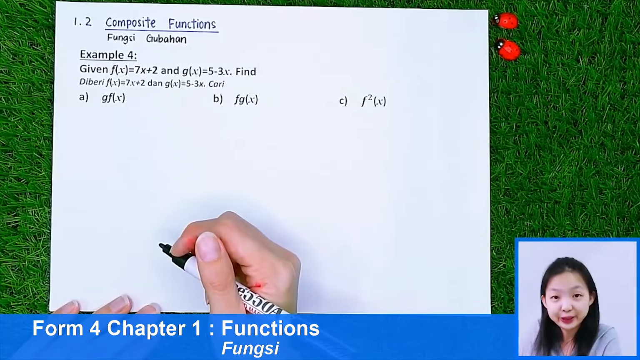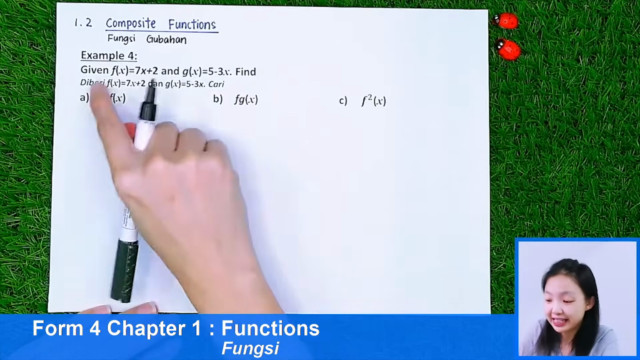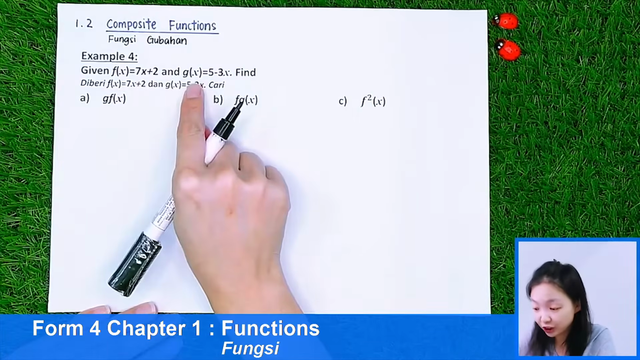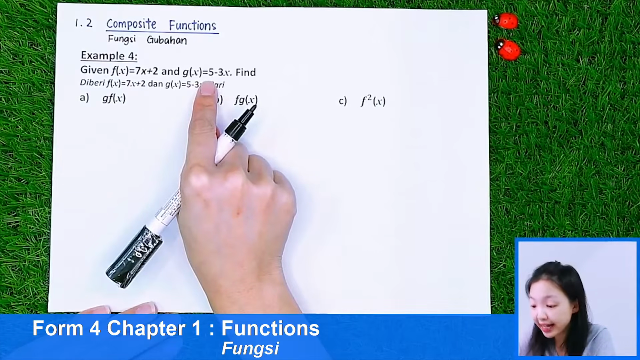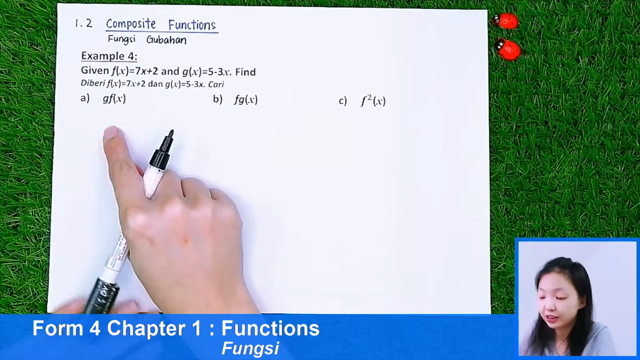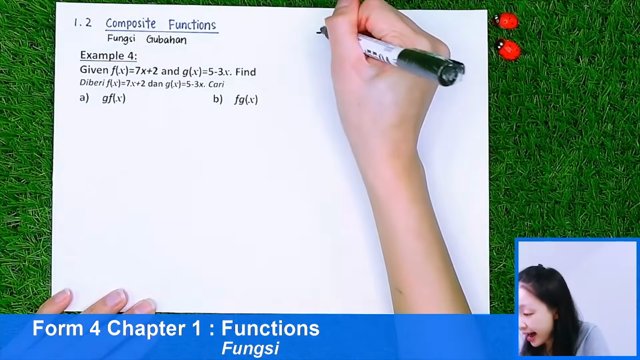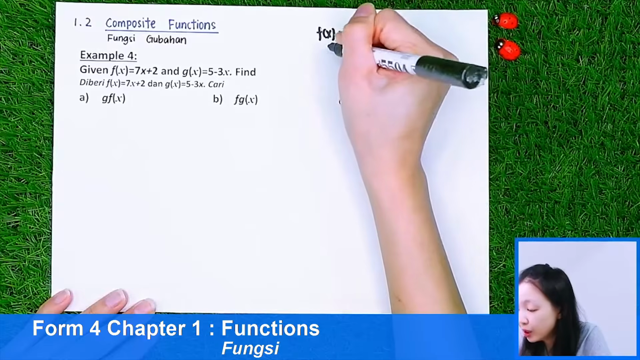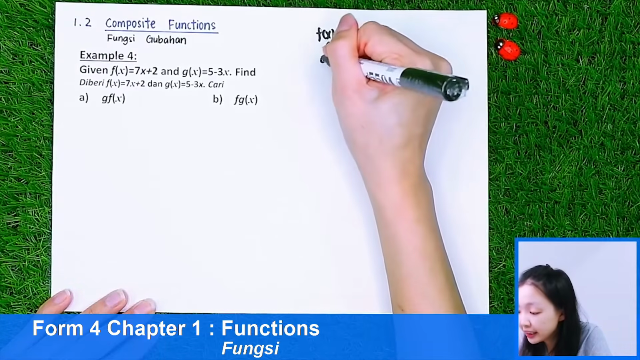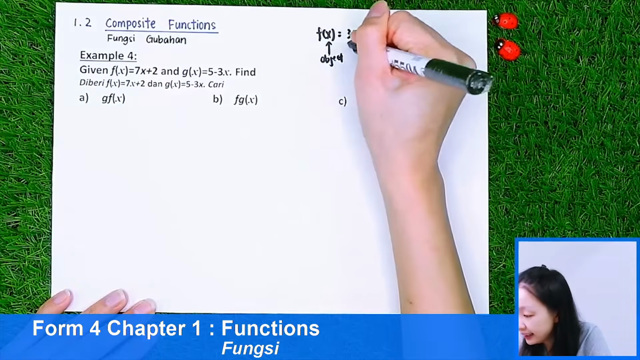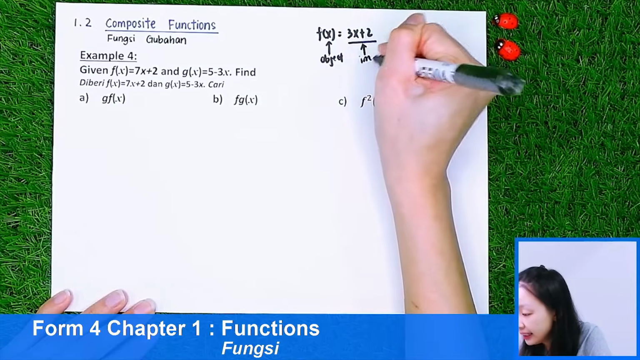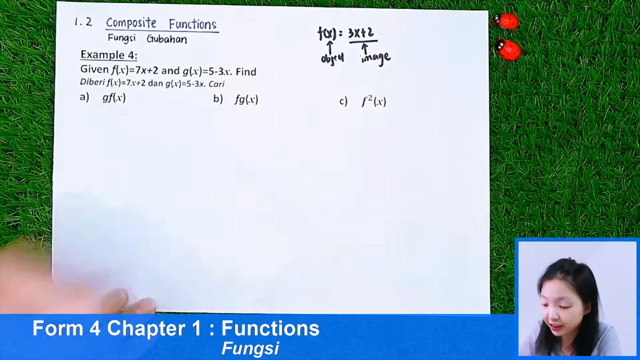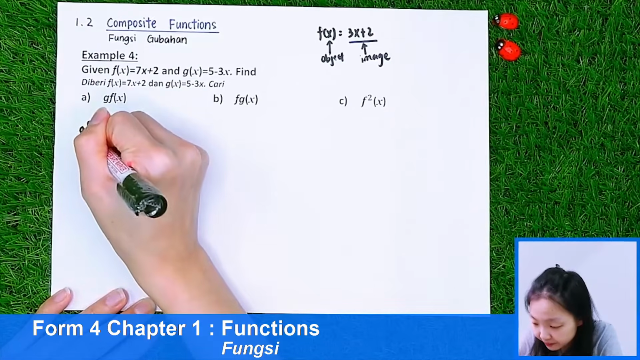Okay, now let us go to the composite function. Example 4. Given that f(x) = 7x + 2 and g(x) = 5 - 3x, find gf(x). So, just now we know that f(x) is 7x + 2. We say that this one is the object and this one is the image, right? Okay, now what is the meaning of composite function?